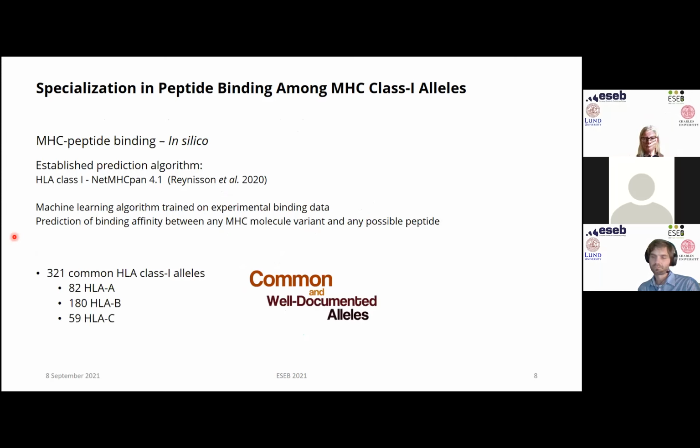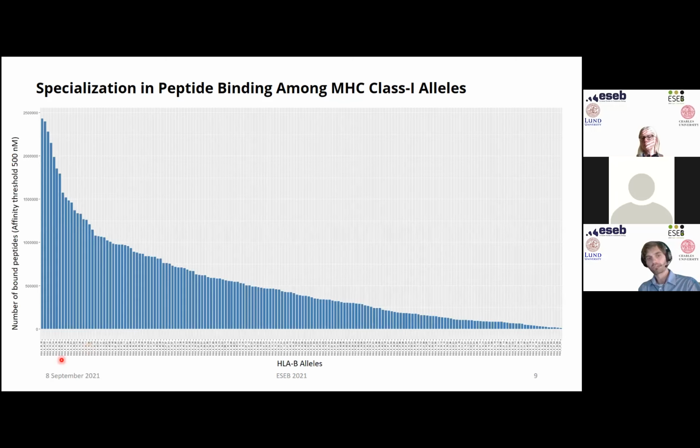So we have collected 321 common HLA alleles by using the common and well-documented alleles dataset, and simply calculated the binding affinity between each allele and the complete proteome dataset, the peptidome data of our pathogens. So this is the distribution of the number of bound peptides for the HLA-B alleles. Here on this axis, we can see the names of different HLA-B alleles, and here is the number of bound peptides by each allele.